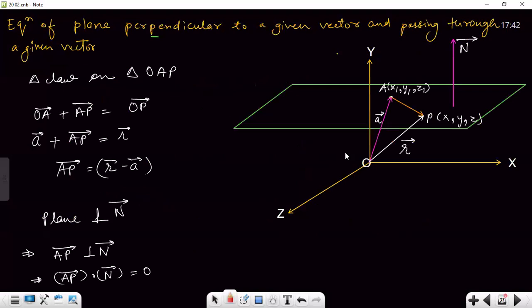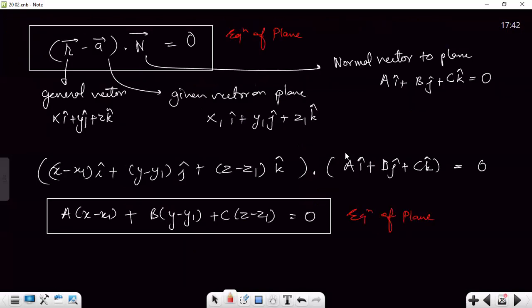And then we were discussing the equation of a plane perpendicular to a given vector and passing through a given vector. It's very simple. The concept that we have used is that the dot product of two perpendicular vectors is zero, and we have applied it using our brain.